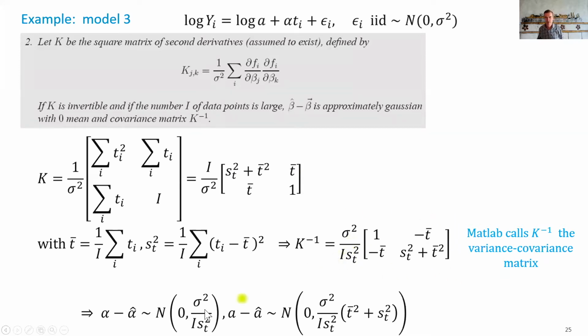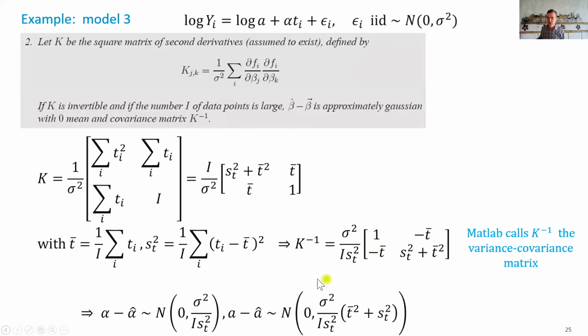In particular, if I'm interested in finding a confidence interval for only one of the parameters, for example alpha, I know that alpha minus alpha bar, which is the first coordinate of this error vector, is Gaussian with mean 0 and with variance given by the first diagonal term, which is sigma squared over I st squared. So that tells us the error of the first component and the error on the second component. And since we have the joint covariance, we also have a term for the cross covariance.